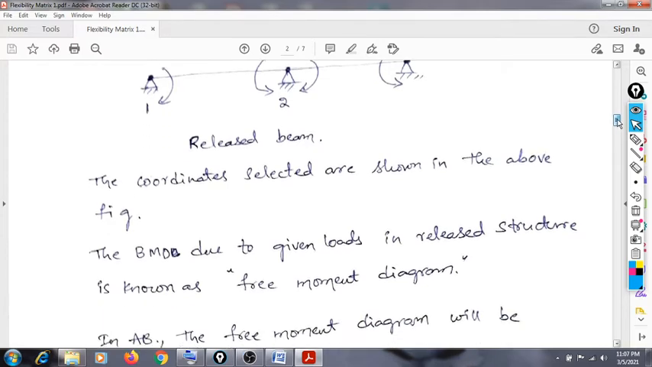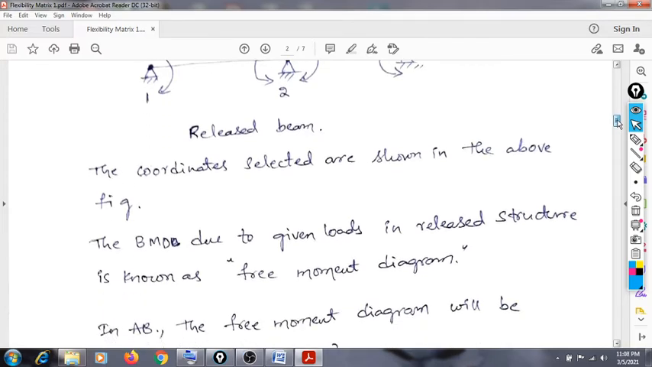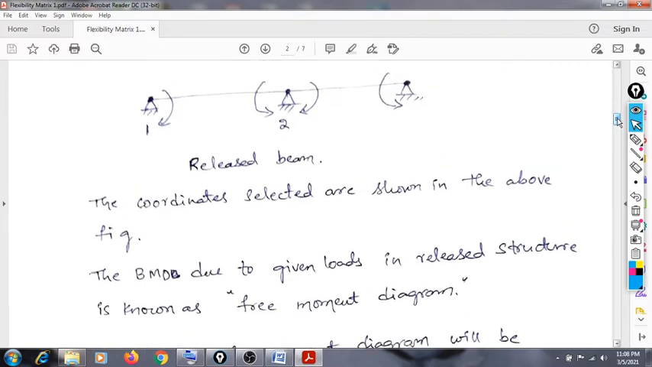Now, the bending moment diagram due to the given loads in the released structure is known as the free moment diagram. If we draw a bending moment diagram for this released beam, shown here, the diagram is called the free moment diagram, since the ends are hinged and there is no fixity.